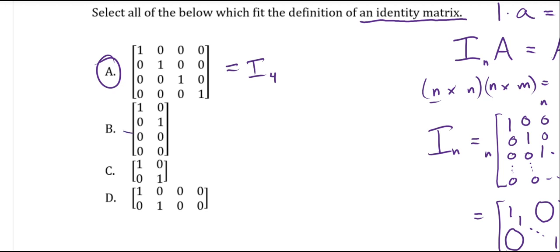Here, I don't have a square matrix. I have these extra elements down here. So this is not an identity matrix. Here, we have 1s down the diagonal, 0s everywhere else, so we're good on this one. This is the identity matrix for 2 dimensions. And likewise, we have a non-square matrix here, so this cannot be an identity matrix.